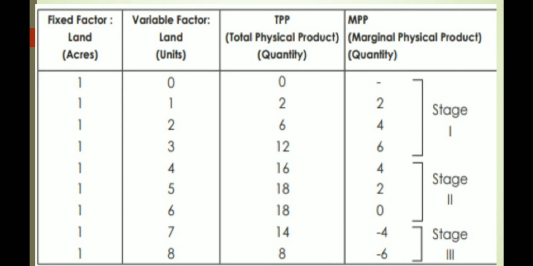This is the table showing the law of variable proportions. In the first stage of production, marginal product and total product increase. Total product increases at an increasing rate. In the second stage of production, the stage of diminishing returns, marginal product falls but remains positive and becomes zero, and the total product increases at a diminishing rate. The third stage of production is the stage of negative returns, where marginal product becomes negative and total product falls.